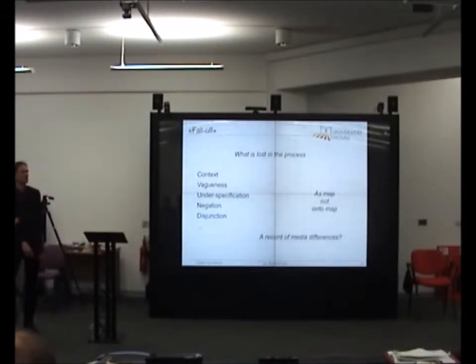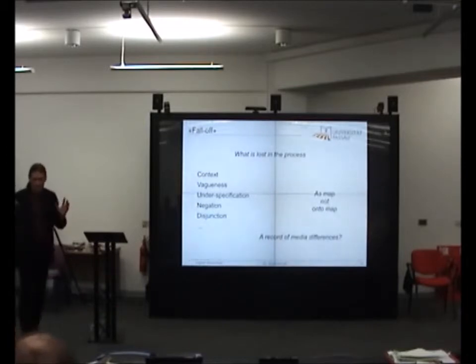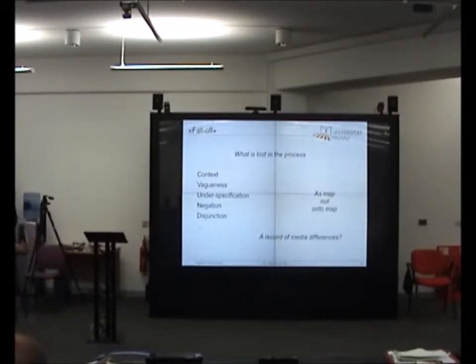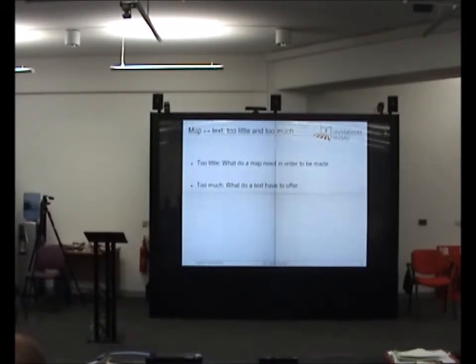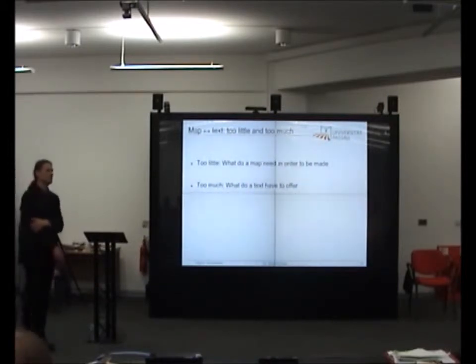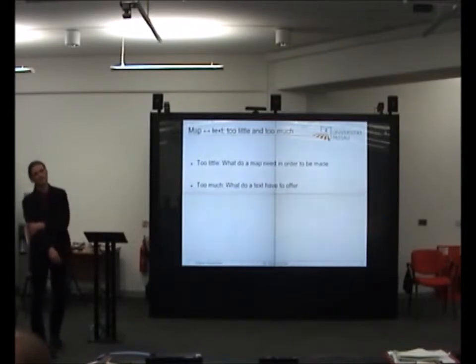The point here is not to put them on pre-existing maps, but to see what kind of maps can be created from the text only, which is of course impossible because there's always context, but trying to limit the context as much as possible. And it is quite clear that there are 2 problems when you want to make a map based on a text. You have too little information and you have too much information.